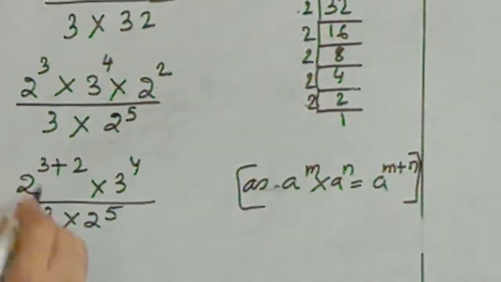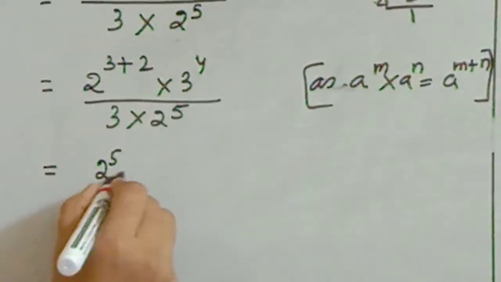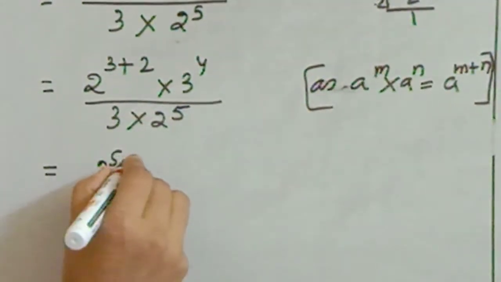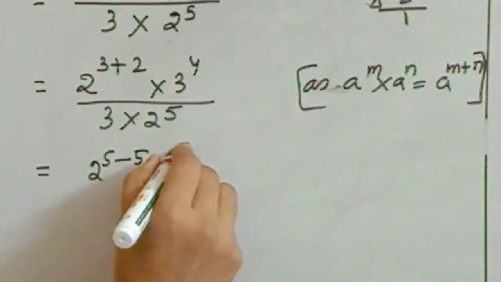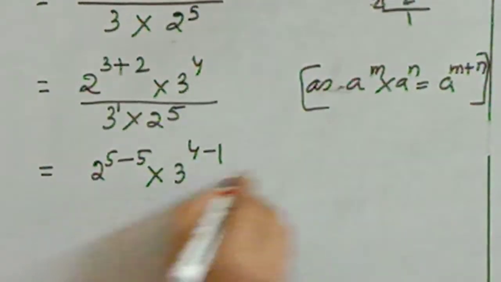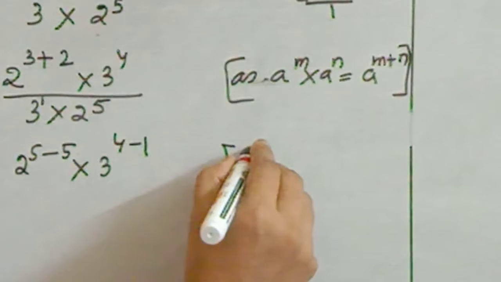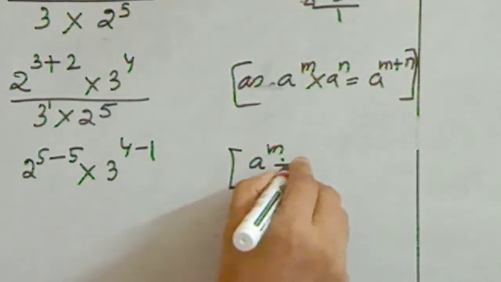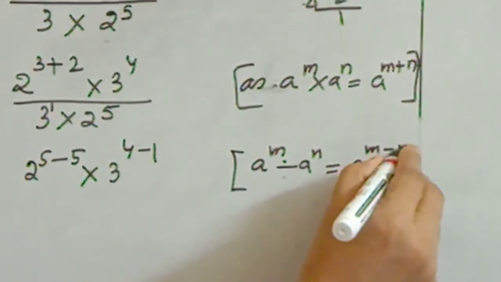After that 2 to the power 5, and this is division. So when 2 to the power 5 is divided by 2 to the power 5, the powers will be subtracted, into 3 to the power 4, and here it is 1 minus 1. Which law are you using here? a to the power m divided by a to the power n is equal to a to the power m minus n.